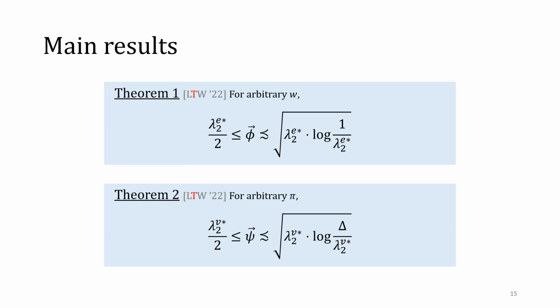So our main results are two Cheeger inequalities, one connecting the directed edge conductance and lambda 2 E star. It looks quite a bit like the classical Cheeger's inequality, except that there's an extra log of 1 over lambda 2 term. And the second theorem connects the directed vertex expansion with lambda 2 V star. This time the log term becomes log delta over lambda 2 V star. Delta here is the maximum combinatorial degree of the graph.